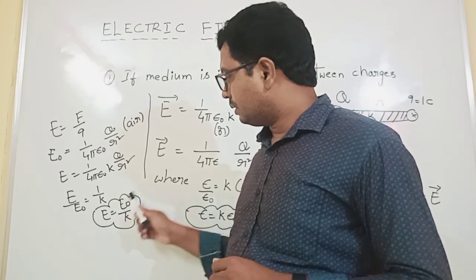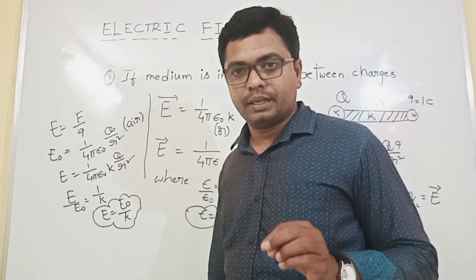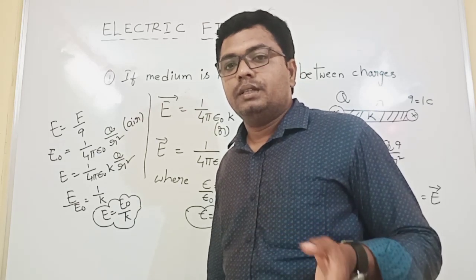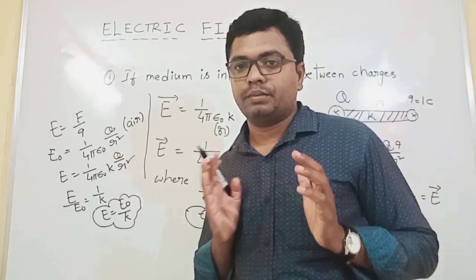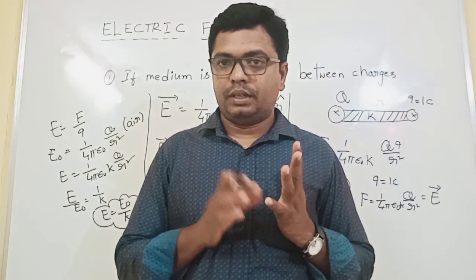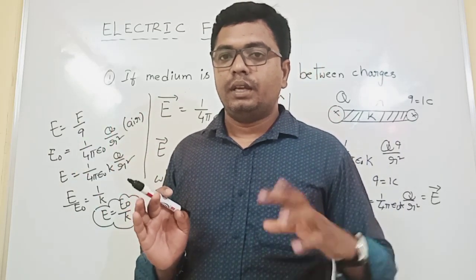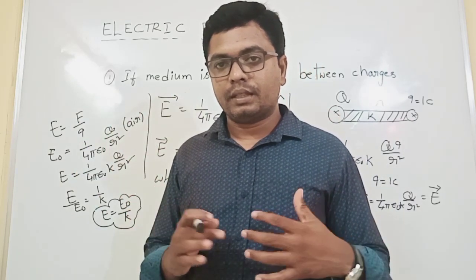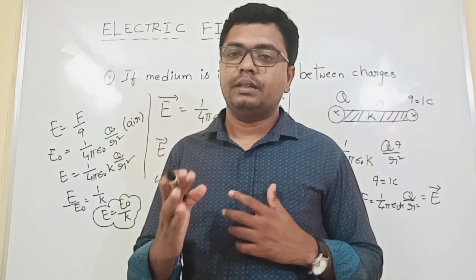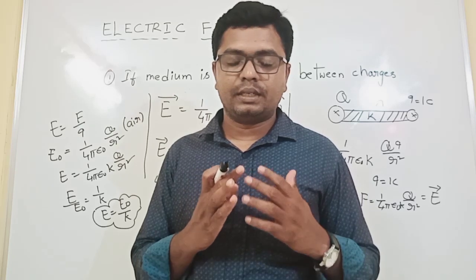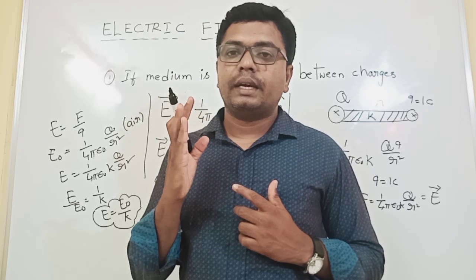1 by k, then E is equal to E naught by k. If you introduce any dielectric medium, the electric field is reduced by k times. That is the concept here. If there is an electric field in free space, it is E naught. If you introduce any other medium, the electric field strength decreases by k times, where k is called the dielectric constant of the inserted medium.